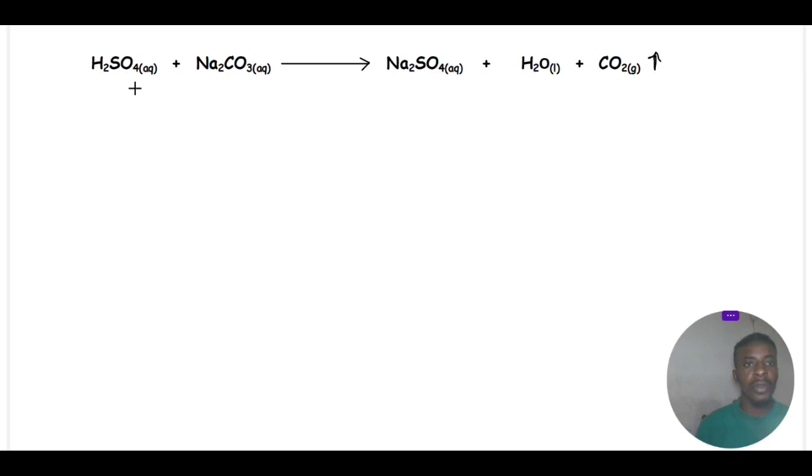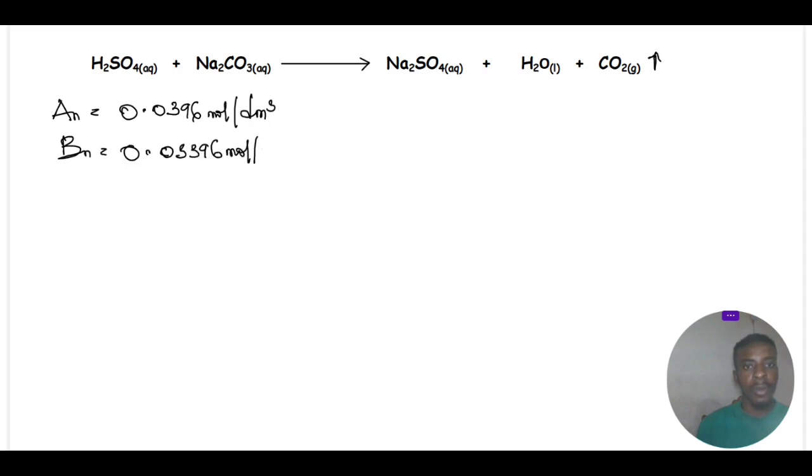So from the concentration of the acid, which is our AN, we have the concentration to be 0.0396 mole per dm cube, and the concentration of our base, which is BN, which is this one, is 0.03396 mole per dm cube. All right, so long as we have the concentration of the acid and the base, we can go further to just calculate the theoretical endpoint.